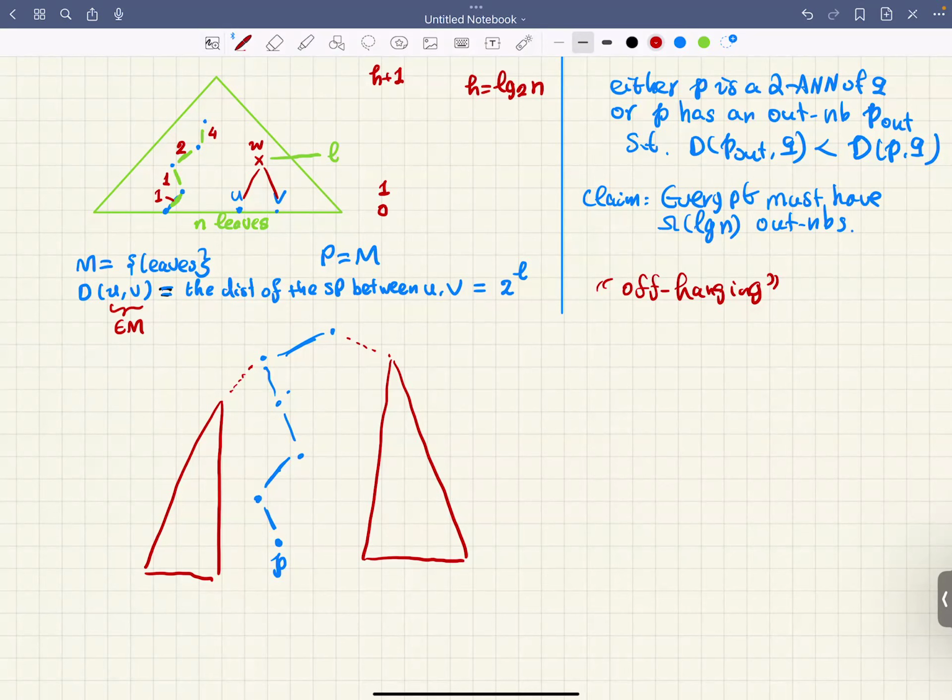So this holds on every single leaf. So in total, you must have n times H edges. And that's n log n, right?